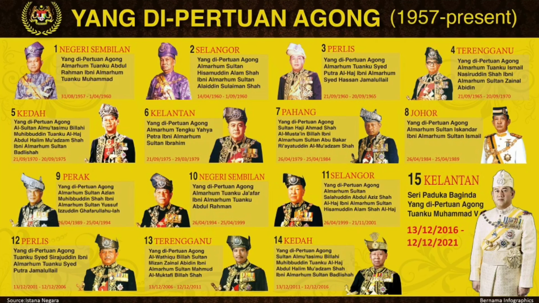The Yang di-Pertuan Agong, also known as the Supreme Head of the Federation, paramount ruler or king, is the constitutional monarch and head of state of Malaysia. The Yang di-Pertuan Agong is elected by the Conference of Rulers and the 9 rulers of the Malay states, with the office de facto rotated between them, making Malaysia one of the world's few elective monarchies.